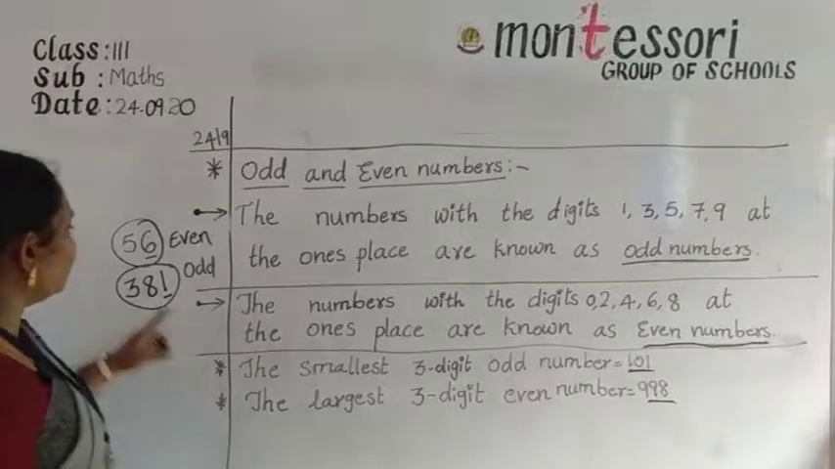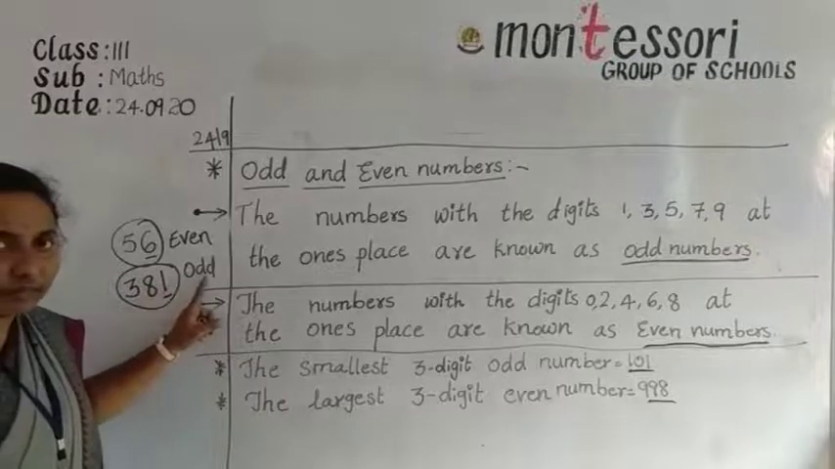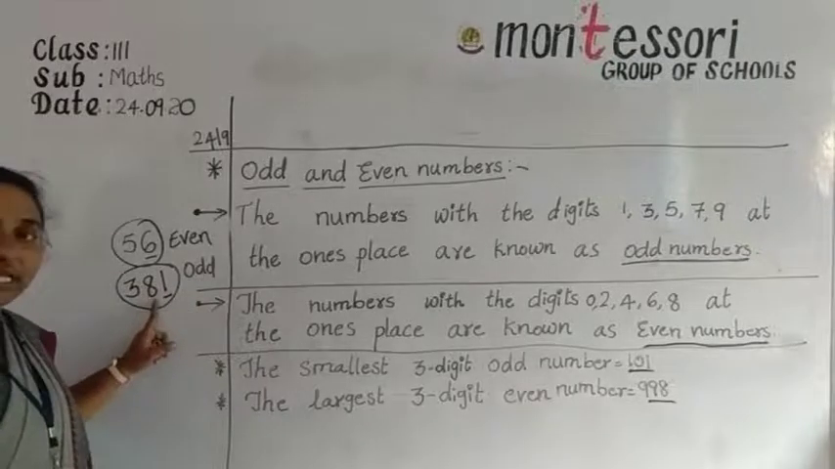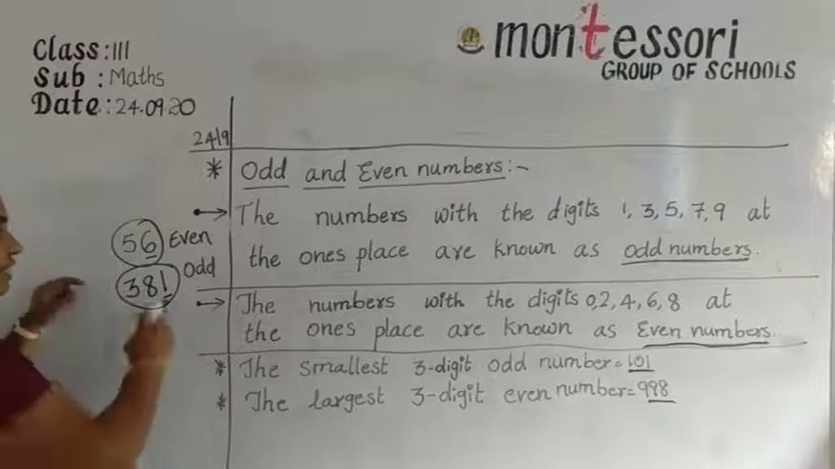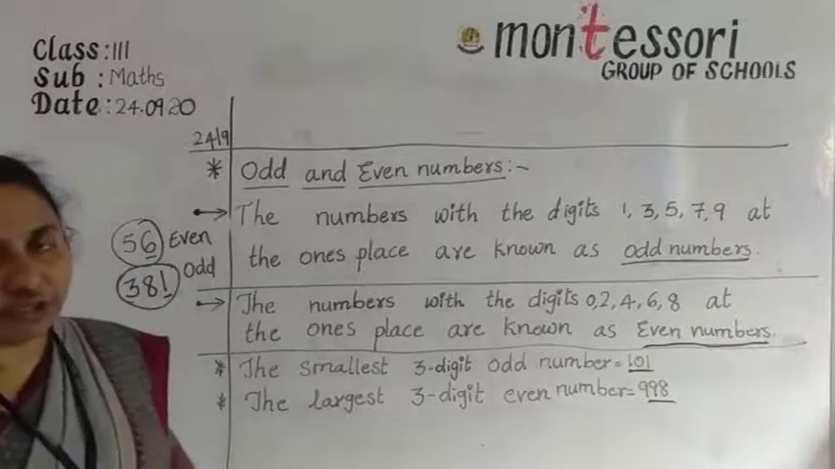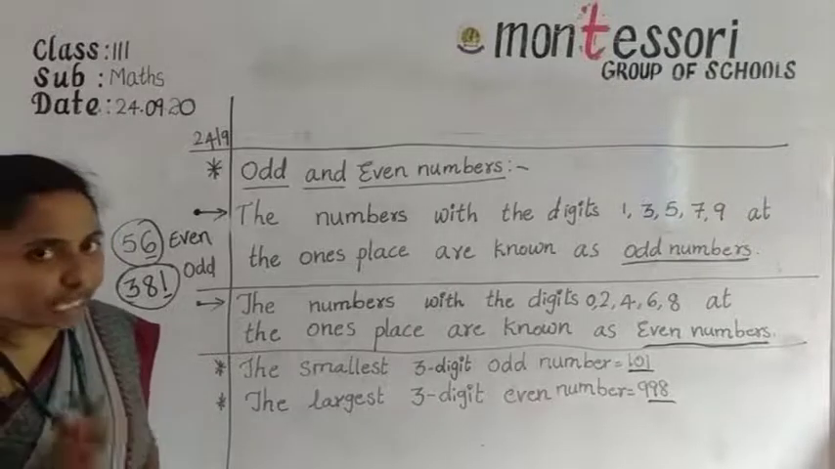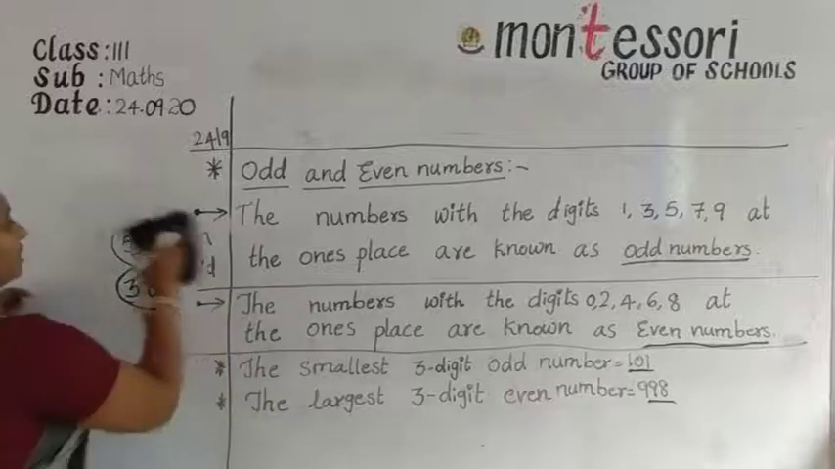If the ones place is odd, the total number is odd. Understood? In 381, 1 is an odd number, but in the tens place there is an even number, yet the total number is considered odd. Whether a number is even or odd depends upon the ones place. Now one more problem I am explaining.